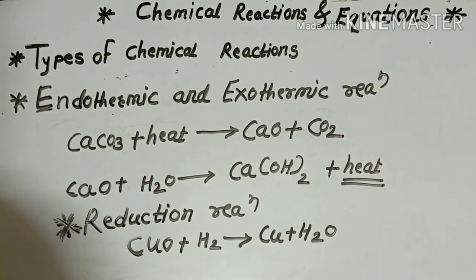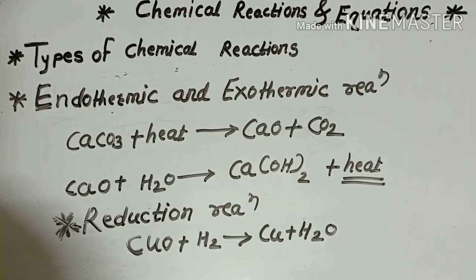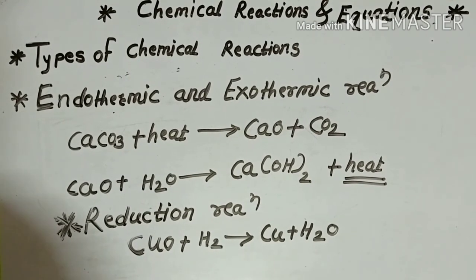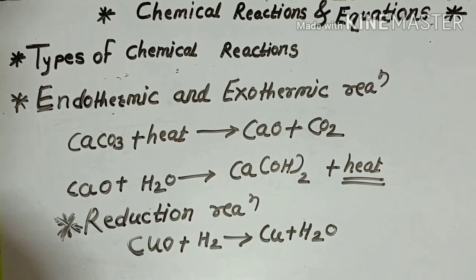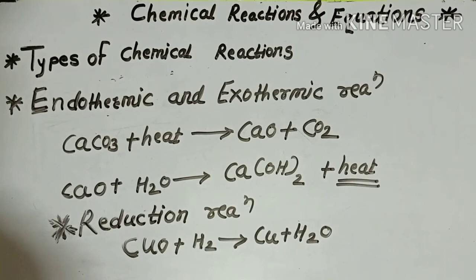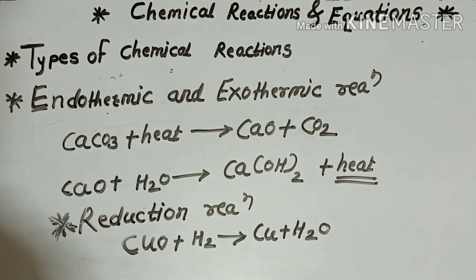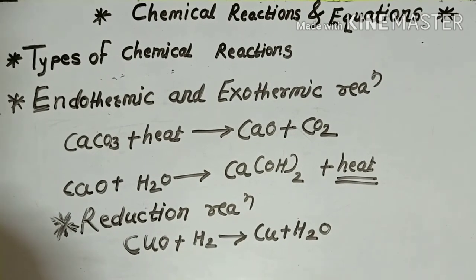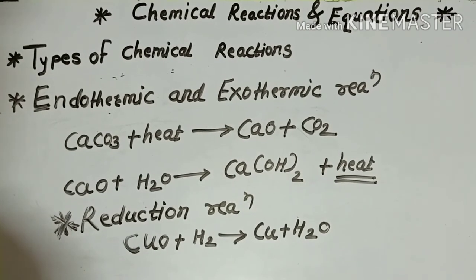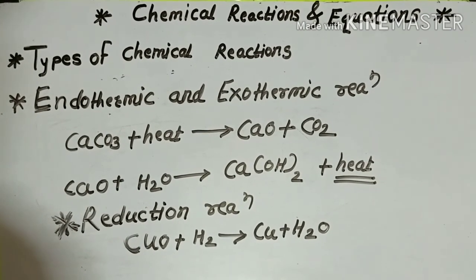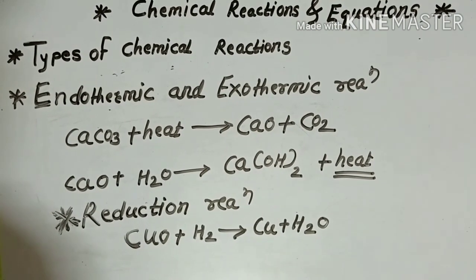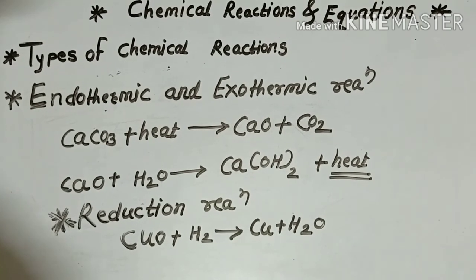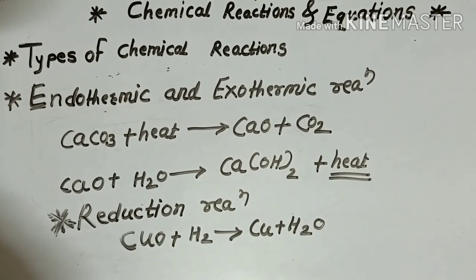How can we define the reduction reaction then? The chemical reaction in which reactants gain hydrogen is called a reduction reaction. Similarly, the reaction in which a reactant loses oxygen to form the product is also called a reduction reaction. And the substance that brings about the reduction is called a reductant or a reducing agent. Here we finish types of chemical reactions.